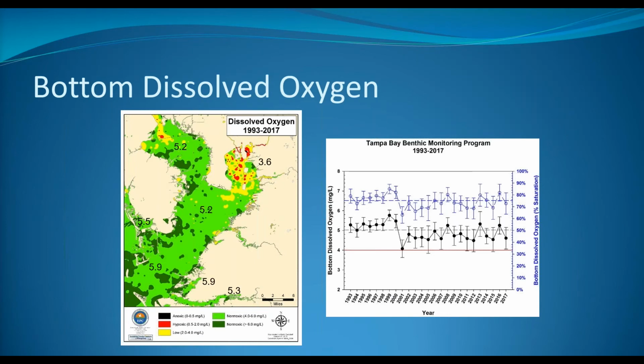Another parameter we look at is the bottom dissolved oxygen. The average DO bay-wide is around 5 milligrams per liter. But up in Hillsborough Bay in particular, we do see incidents of hypoxia, and the average DO up there is around 3.6. If we look at the temporal trends bay-wide, there's an apparent drop in dissolved oxygen around 2001. However, that's more of a sampling artifact. In that year, we pushed our sampling period more towards August and September, so we were sampling during a warmer time of the year and seeing lower dissolved oxygen. So that's not really a trend.